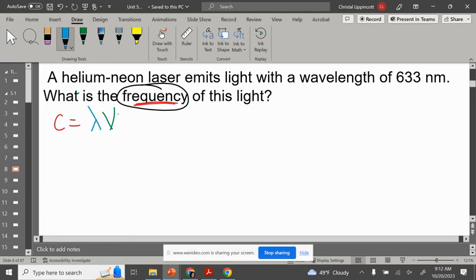Okay, I'm trying to find out frequency. This is my frequency. Wait, so what's the other side? This is wavelength. Wavelength, okay. So I need to divide both sides by wavelength, and then that's going to get frequency by itself.